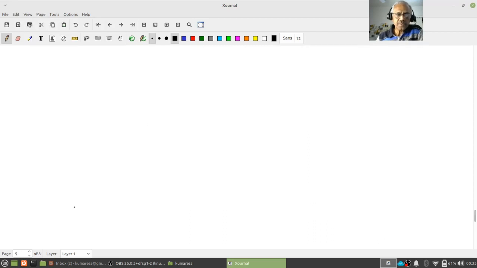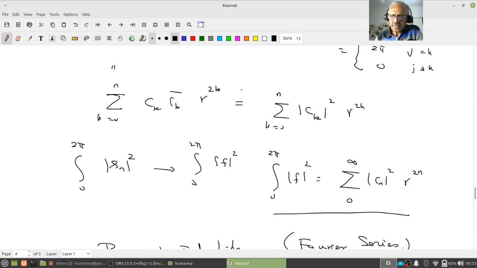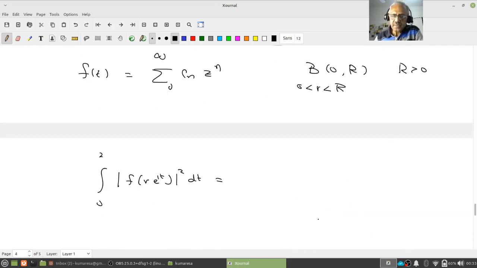I have found the integral from 0 to 2 pi of mod f of r e to the power i t, whole square, dt. This is equal to, I think there is a 2 pi, I should not forget it. Yes, there is a 2 pi. Therefore this is 2 pi times the summation of mod Cn squared r to the power 2n, n from 0 to infinity. This is what you have proved.